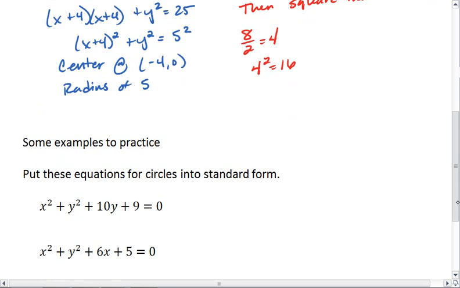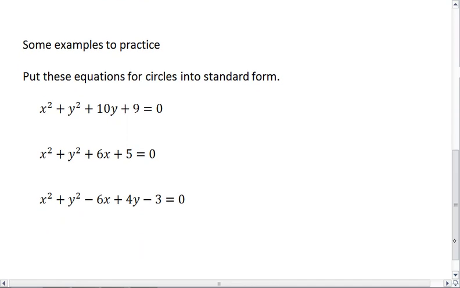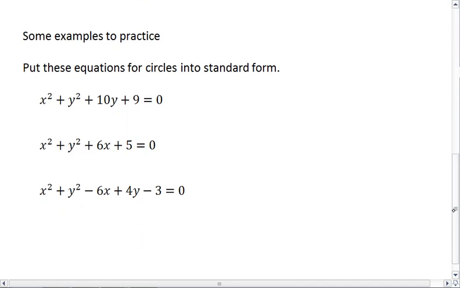Hopefully that example made sense. Here's some more examples to practice, so write them down, pause the video, take a moment to work them out. When you think you're ready, restart the video and we'll go through the solutions together.